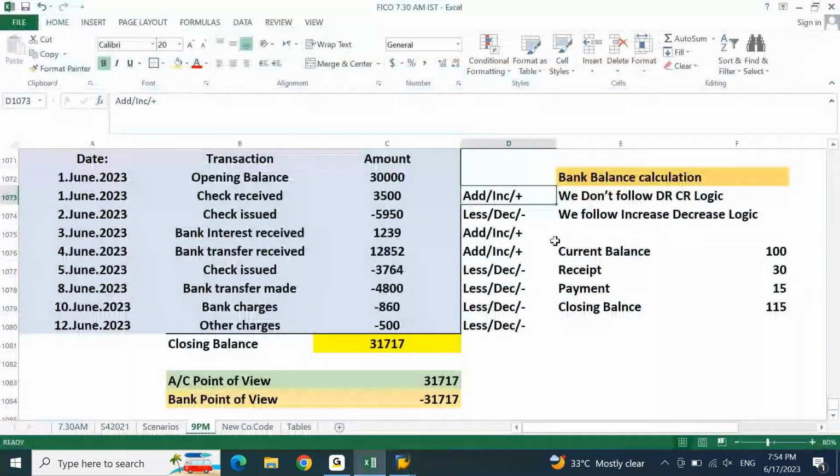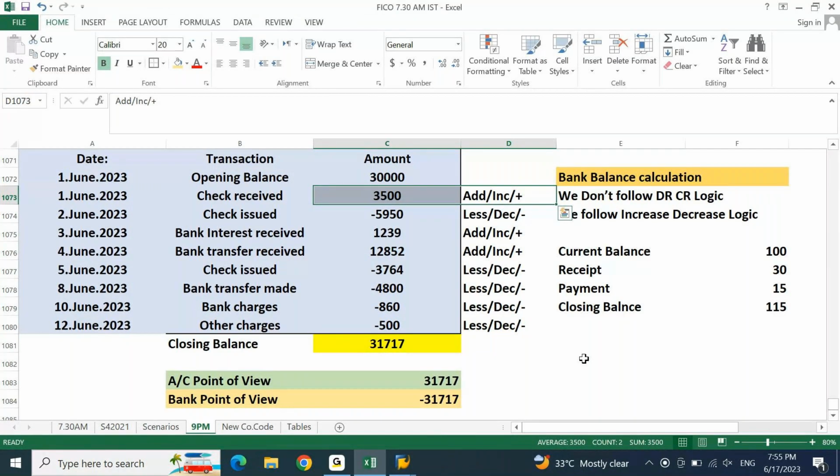If I do not know if I have to plus or if I have to minus, can I decide what accounting entry to be passed? Can I know what accounting entry to be passed if I do not know whether I have to plus or I have to minus? Is that possible or not? Not possible, sir. I cannot randomly take debit, credit.